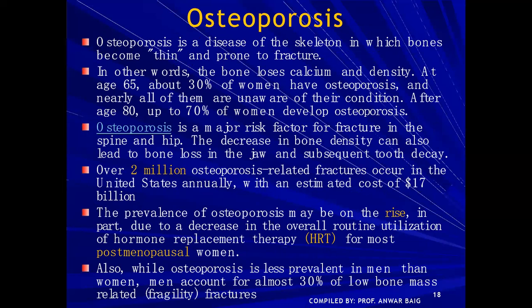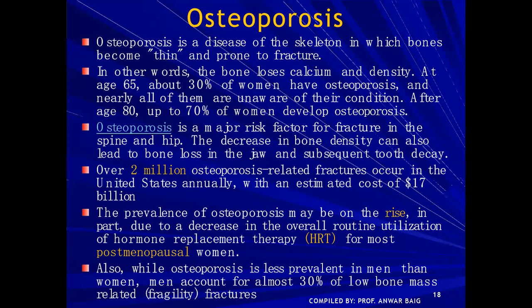So osteoporosis is a disease where the bones of the skeleton are getting thin and prone to fractures. In other words, the bone loses calcium and density, and this happens at the age of 65. About 90% of the women have osteoporosis, and nearly all of them are unaware of their condition. After the age of 80, up to 70% of the women develop osteoporosis.